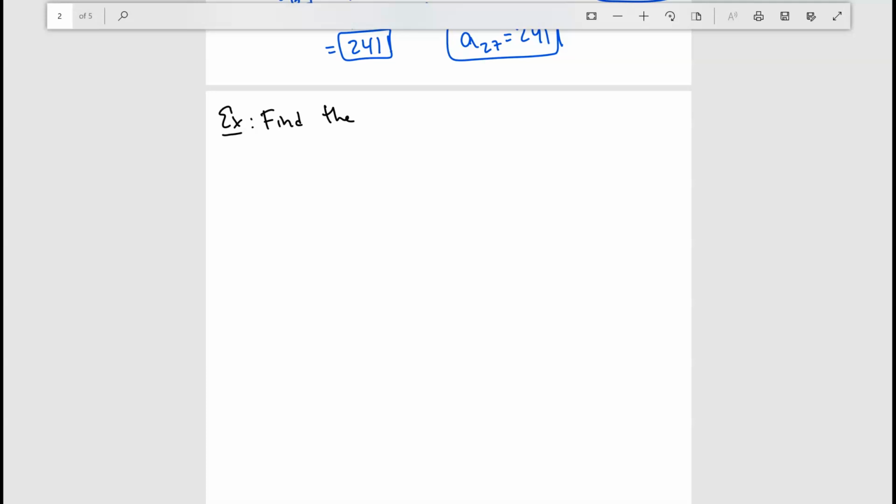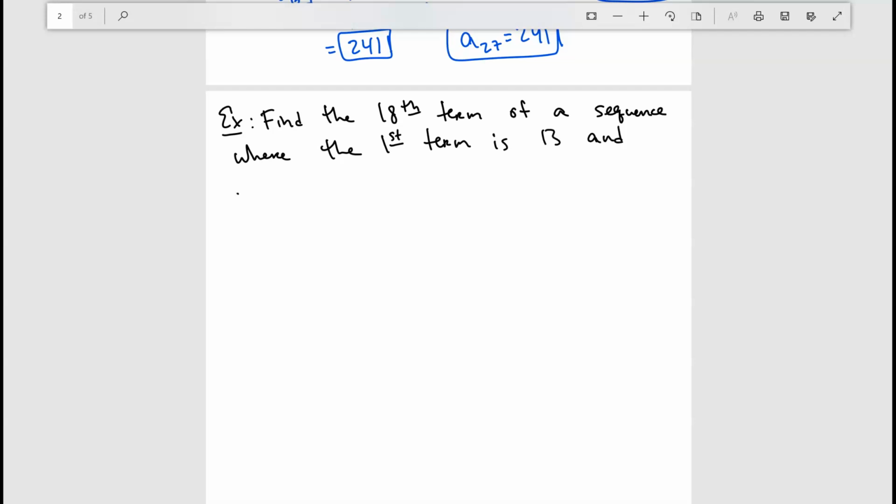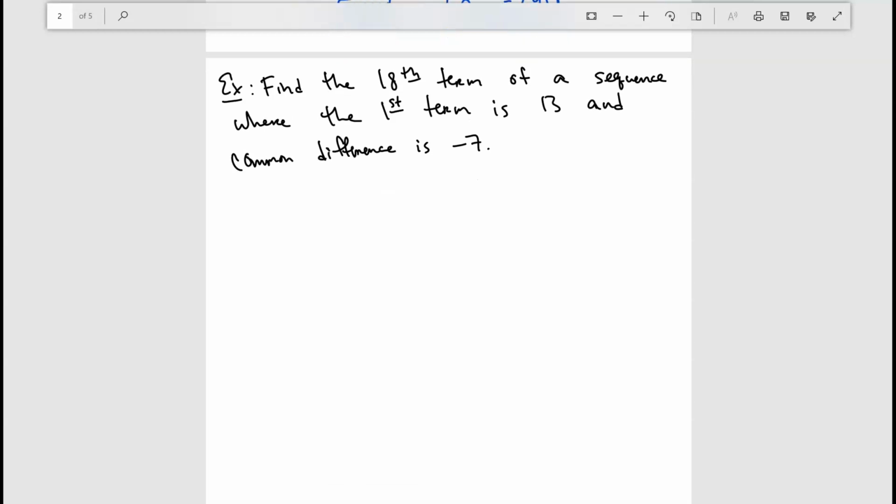Find the 18th term of a sequence where the first term is 13 and the common difference is -7. So why don't you try that out? So here, let's just go ahead and try it.